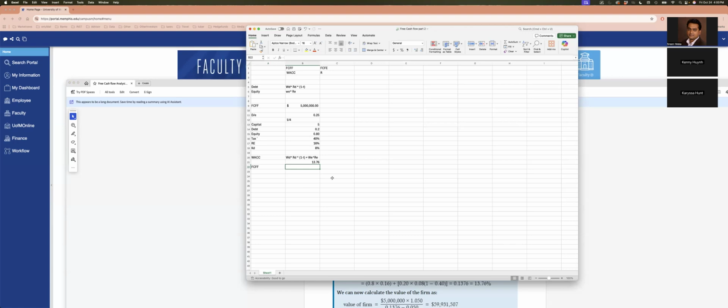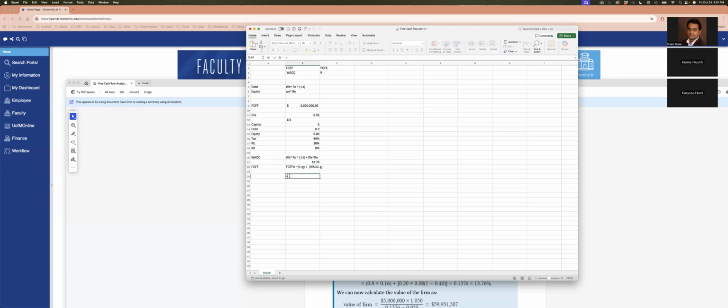You remember D0 times 1 plus G divided by R minus G. So the same formula we use here: free cash flow for firm 0 times 1 plus G divided by R minus G. Here, instead of R, we use what? Because it's free cash flow for firm, WACC, am I right? Yes. WACC minus G. So that's minus, as simple as it is.